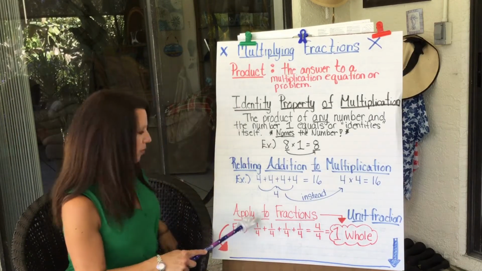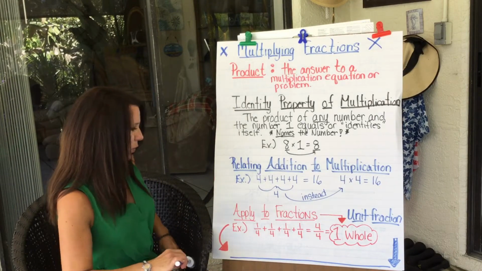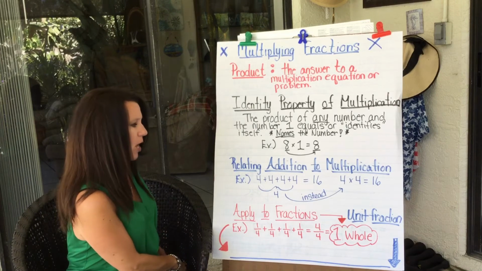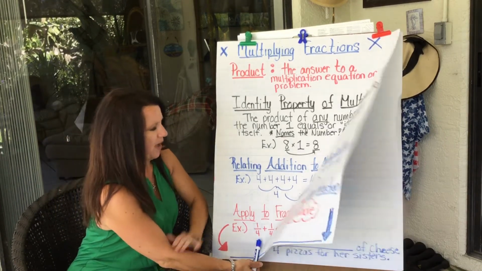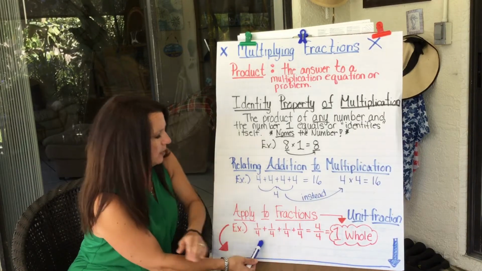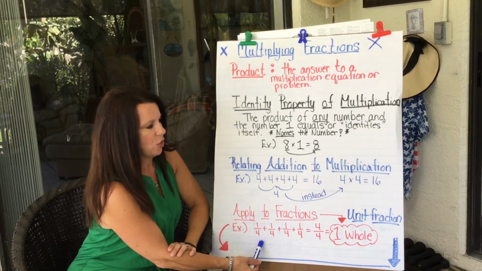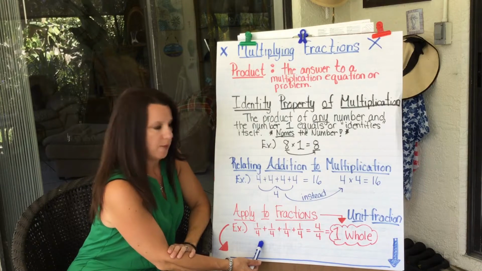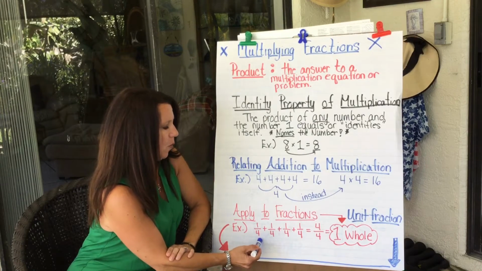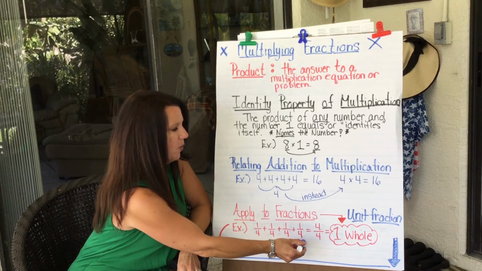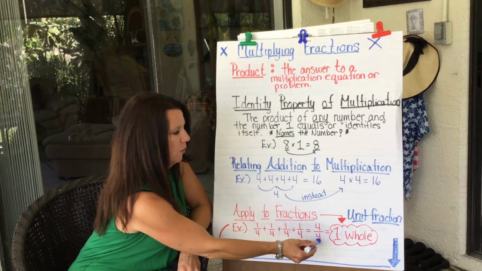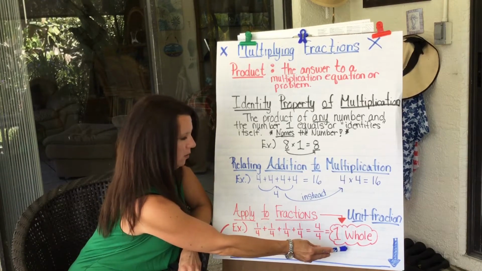All right, so we're going to apply that to fractions. What we have here is called a unit fraction. A unit fraction identifies, in this case, 1/4. So that's my unit fraction. It's telling me what fraction I'm going to use. So if I'm adding 1/4 plus 1/4 plus 1/4 plus 1/4, I'm going to get 4/4, which equals 1.